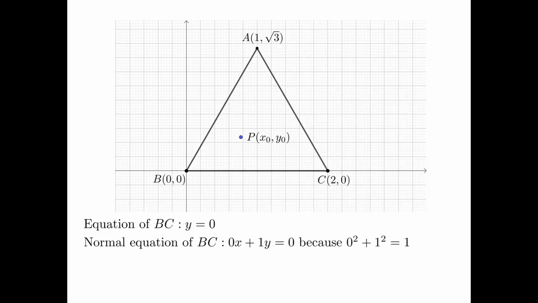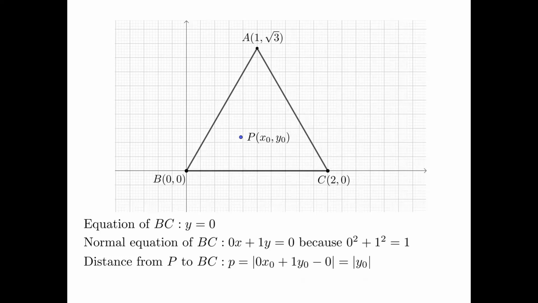Now, let's use this normal equation to calculate the distance from P to BC. We plug in the coordinates x0, y0 into the equation, calculate the absolute value, and we are done.